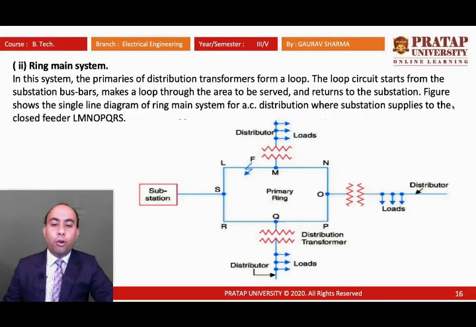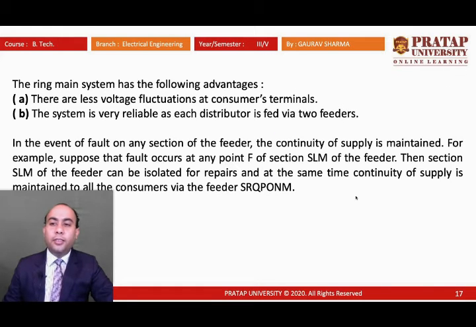the closed feeder. The closed feeder is there, L, N, M, O, P, S, L. So, we are supplying to the distributor. The ring main system has the following advantages. There is less voltage fluctuation at consumer terminals. The system is very reliable as each distributor is fed via two feeders.